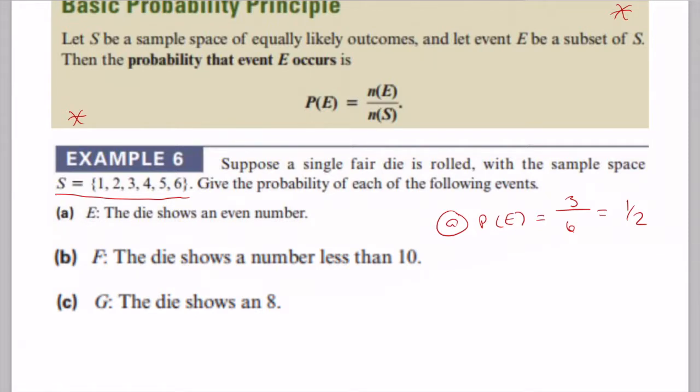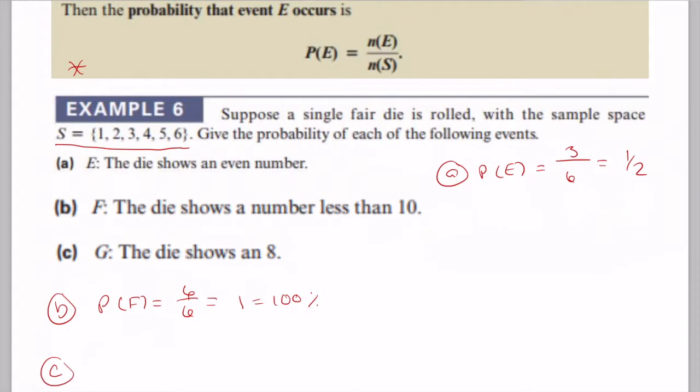Now B, the die shows a number less than 10. Again, we don't have a number bigger than 10, so that means all of our sample space is there. So P(F) is equal to 6 over 6. So the probability is 1, which equals 100%. So it's going to occur. Finally, C. The die shows an 8. Again, we don't have a number that reaches all the way to 8. So that's going to be 0 out of 6, which means 0. Okay?